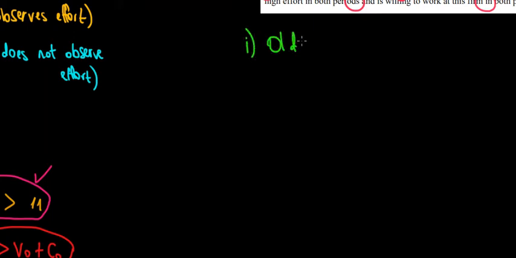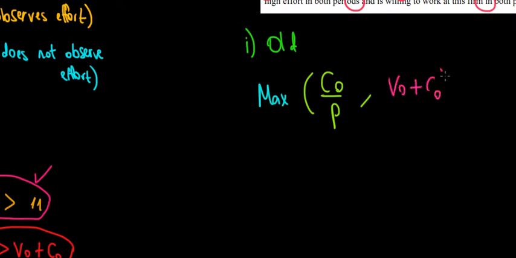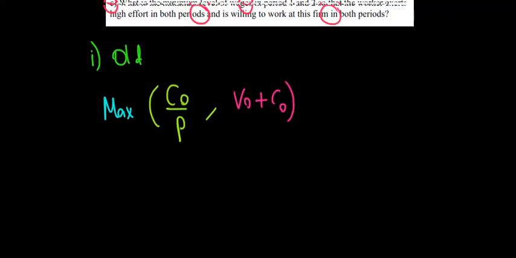Now let's write that we need the maximum value when he is old. So we're doing it for the old worker. We need the maximum between the two constraints, and the constraints are CO divided by P. The wage must cover at least that, right? We're interested in the minimum wage that's going to make the worker work. So it must be the bigger between this or the other one, which is VO plus CO.